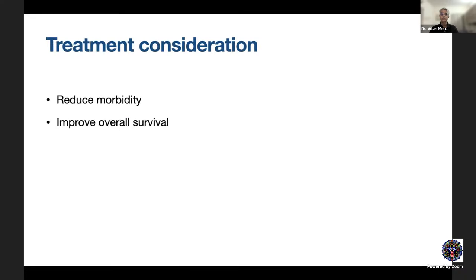So, moving on to treatment, the consideration basically is that we have to reduce the morbidity of the patient, and at the same time we need to improve the overall survival. Also, we should see the patient in totality, not just the eyelid. So never treat the lesion alone. You're not treating the lesion, you're treating the patient.